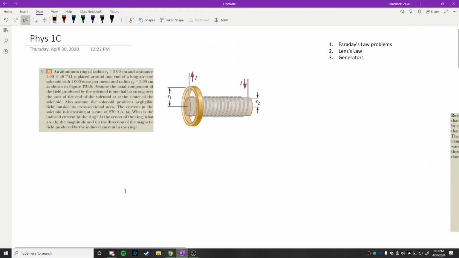So this is the problem I want to start with. There's a lot of words, so I'm going to read it and we'll talk about it. This picture is the picture that goes along with it. As a summary of what we've done before, Faraday's Law is a statement about how you can get what's called induced EMF, and the statement is basically that the EMF that's induced in a coil is related to the negative of the number of turns on a coil multiplied by the time derivative of the magnetic flux.